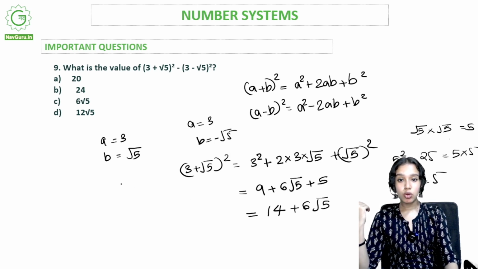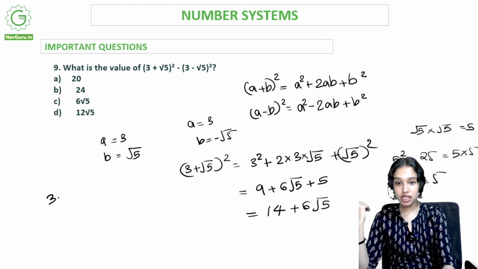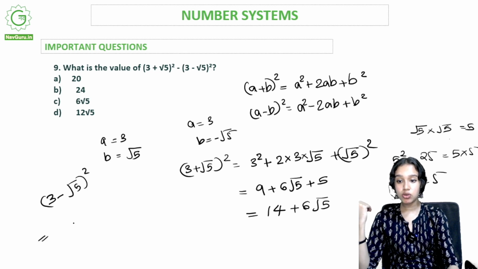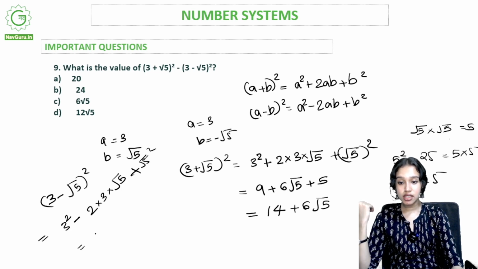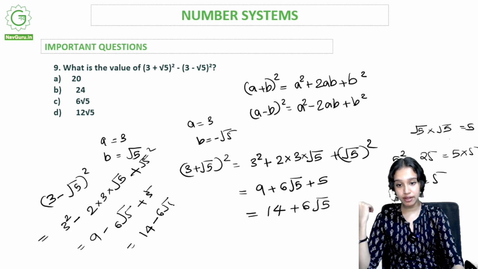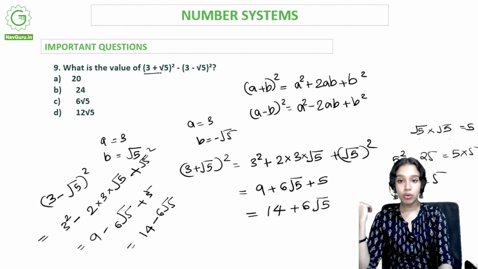And let's move on to the next one, which is 3 minus root 5 the whole square. What is 3 minus root 5 the whole square? 3 square minus 2 into 3 into root 5 plus root 5 the whole square. So 3 square is 9 minus 6 root 5 plus 5. We get 14 minus 6 root 5. Now we know the value of both of these. So let's substitute it in here.